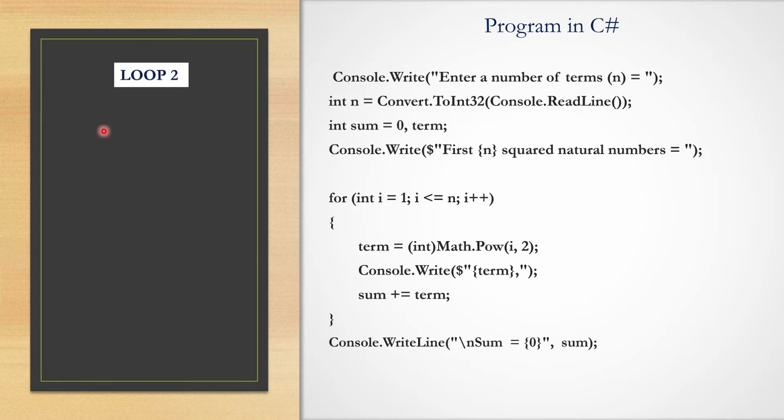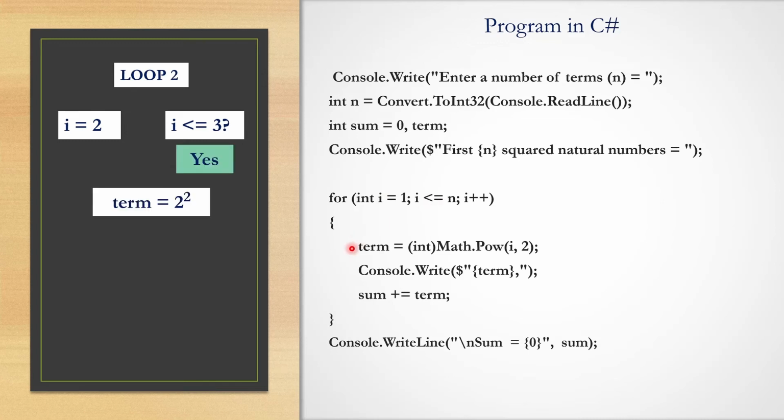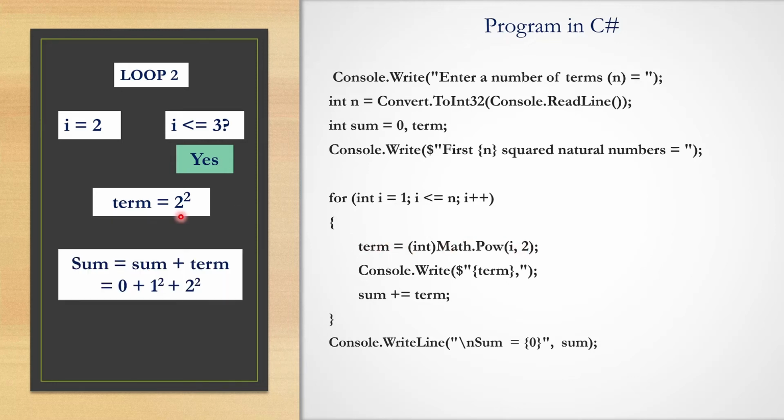So in loop 2, we have i equals 2. It checks if i is less than or equal to 3. Yes, it goes into the loop. Term, again, is 2 square, which is i square. And then it calculates sum, which is equal to sum plus term. We already have 0 plus 1 square from loop 1, and it adds 2 square from this loop. Now loop ends. At the end of the loop, it performs an action i equals i plus 1.